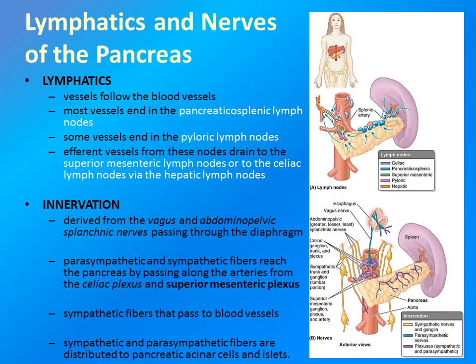Innervation is both parasympathetic from the vagus nerve and sympathetic from abdominopelvic splanchnic nerves. The parasympathetic and sympathetic fibers reach the pancreas by passing along the arteries from the celiac plexus and the superior mesenteric plexus. Fibers pass along with blood vessels, and even the acinar cells have sympathetic and parasympathetic innervation. Sympathetic from the sympathetic chain ganglion, parasympathetic from the vagus nerve.